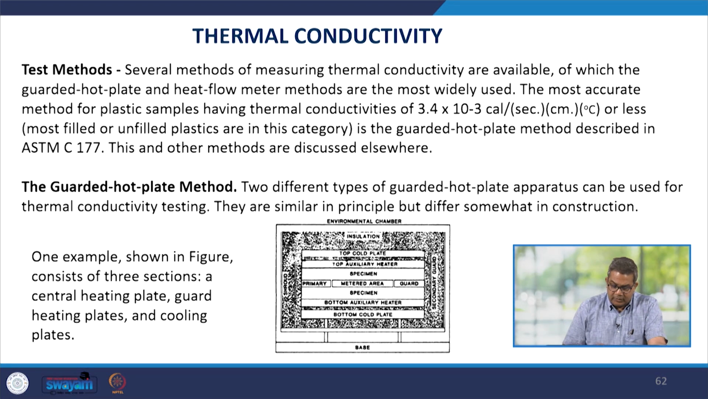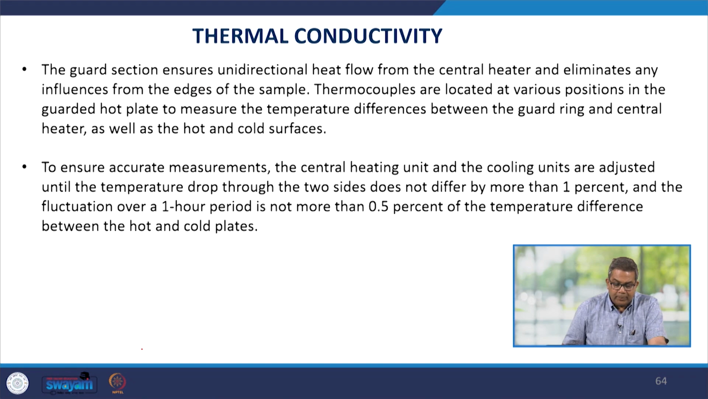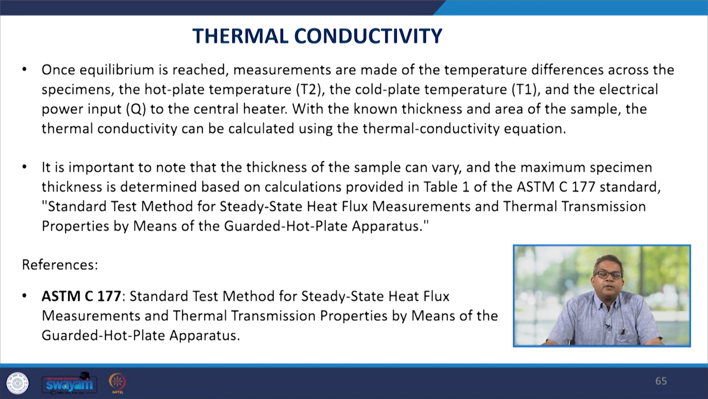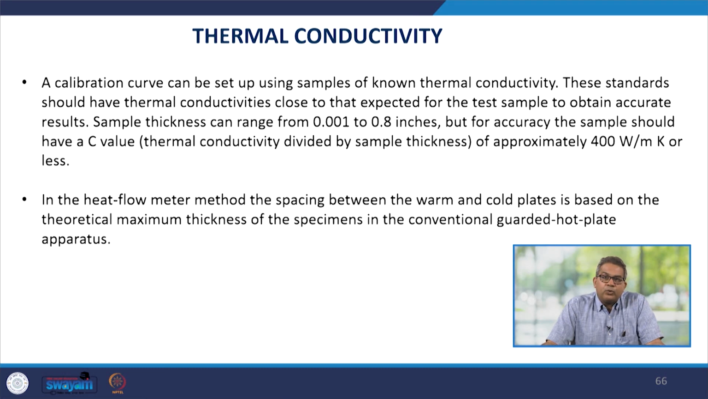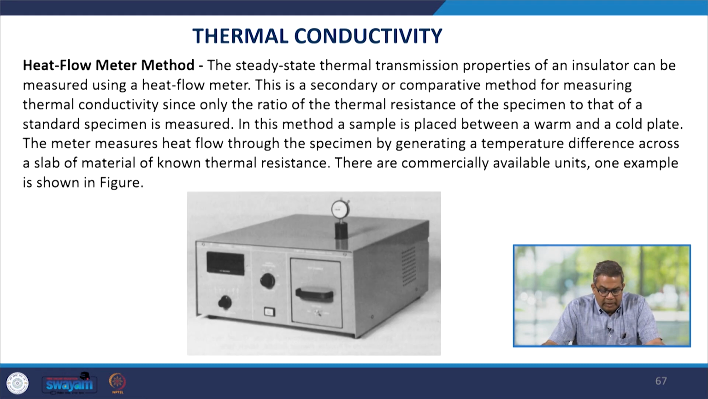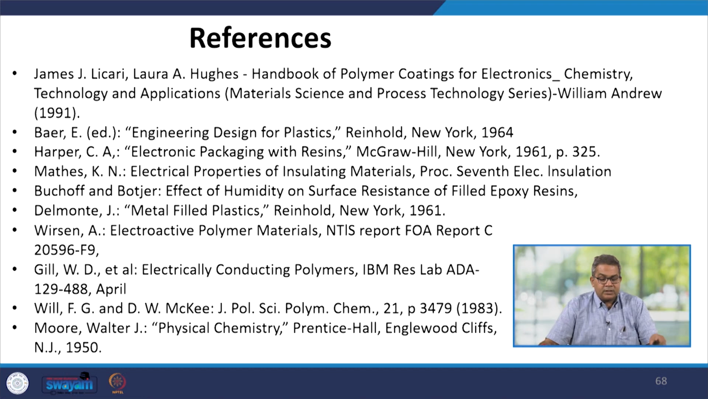Now, this is one example of the guarded hot plate apparatus. The guard section ensures unidirectional heat flow from the central heater and eliminates any influence from the edge of the sample. To evaluate the thermal conductivity, we have given several references in the reference section. You can go through them for further reading. Apart from this, the heat flow meter method is again useful to evaluate thermal conductivity, and for all these studies we have enlisted several references which you can use for your convenience.